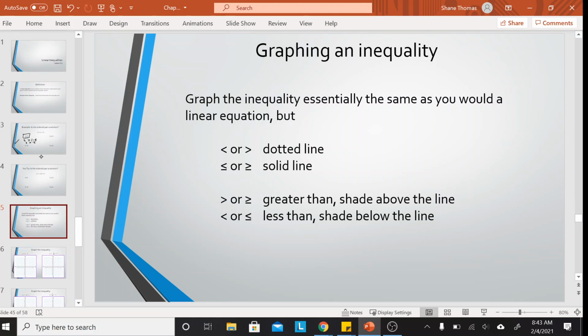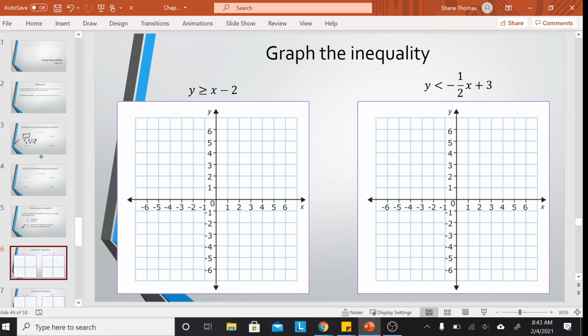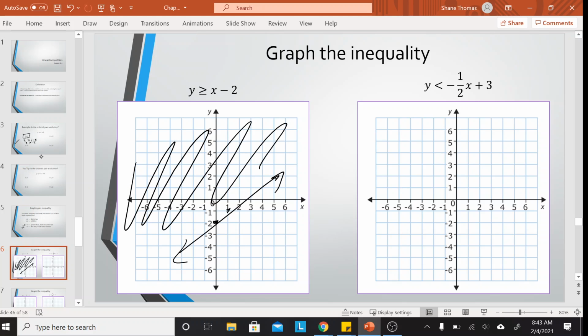Then we talked about graphing these. Graphing these, if it's greater than or less than, it's a dotted line. If it has an equal sign under the greater than or less than sign, then it's going to be a solid line. If it's greater than, you're going to shade above. Less than, you're going to shade below. Okay, so here x is greater than or equal to x minus 2. Do it exactly the same as before. At negative 2, my slope is up 1 over 1. Here's my line. It's greater than, so I would shade above.